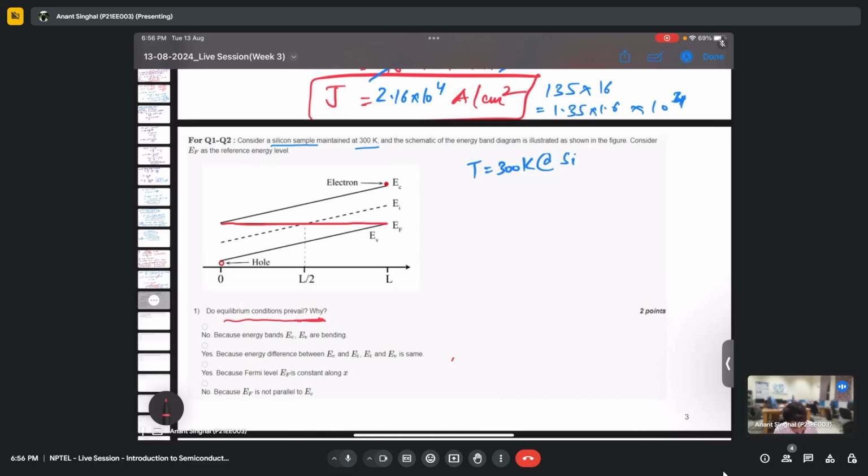So we have the option A, no, because energy bands EC and EV are bending. Then the second option is because energy difference between EC and EI and EI and EV are same. Then the third option is Fermi level EF is constant along X, and the fourth option is EF is not parallel to EC. So do you want to give it a try, or should I explain?